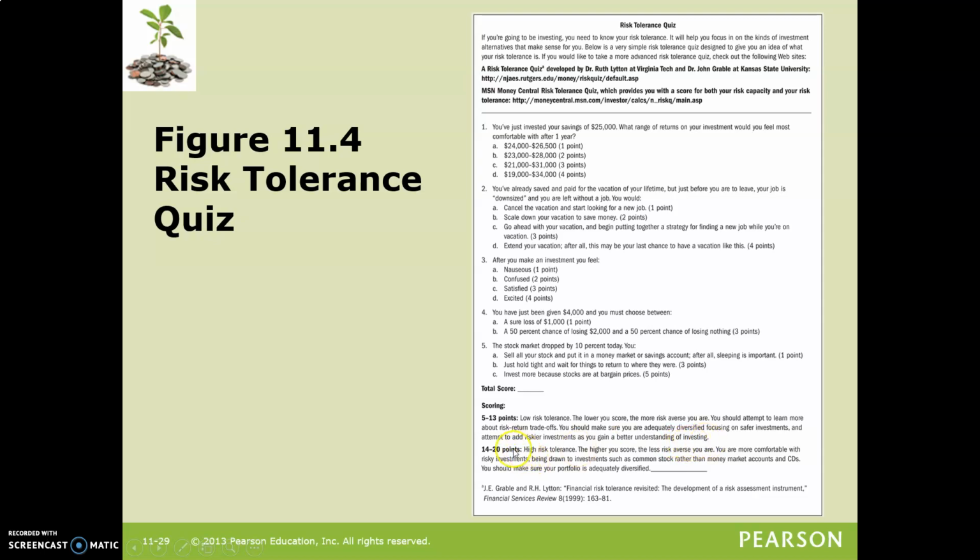Meanwhile, if you have higher points, 14 and above, you have high risk tolerance, meaning to say you are less risk averse. You are more comfortable with risky investments, being drawn to investments such as common stocks rather than money market accounts or certificates of deposit.